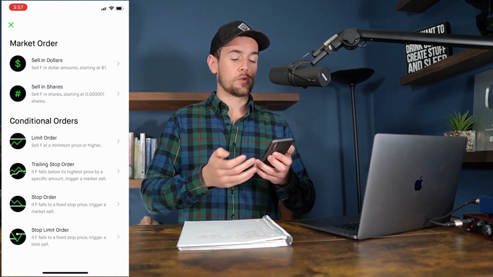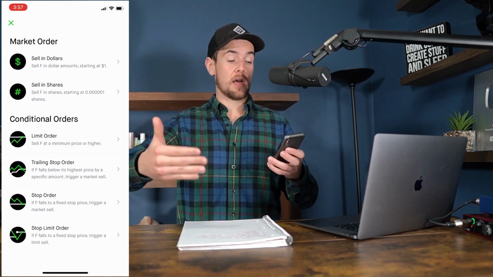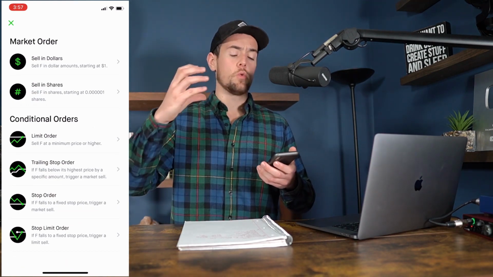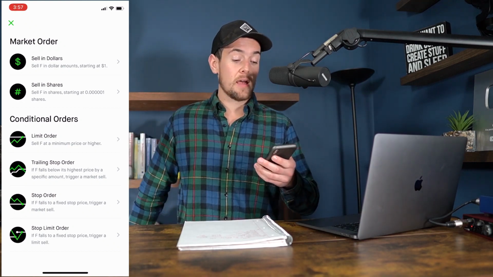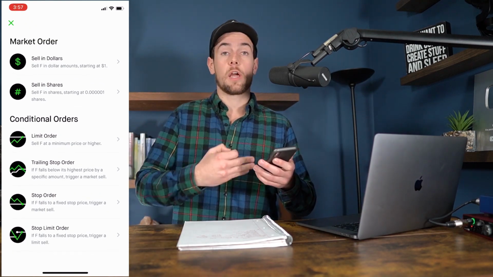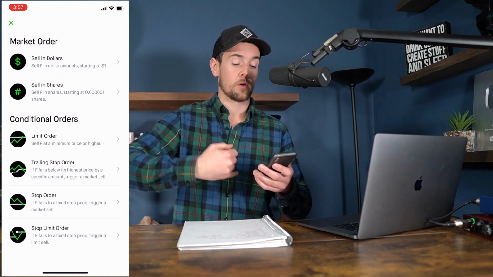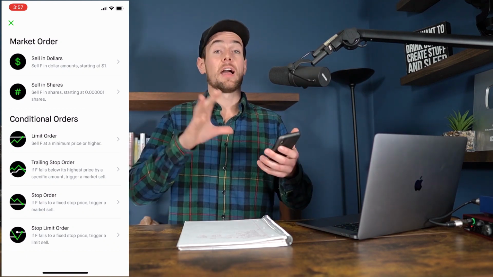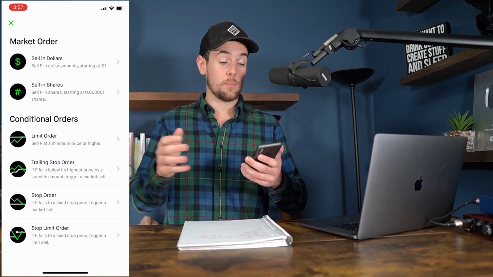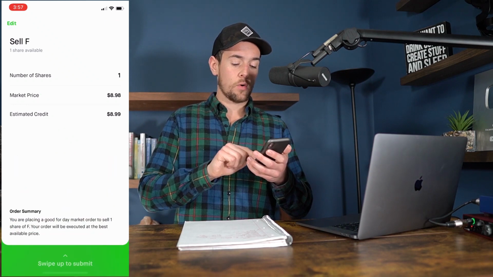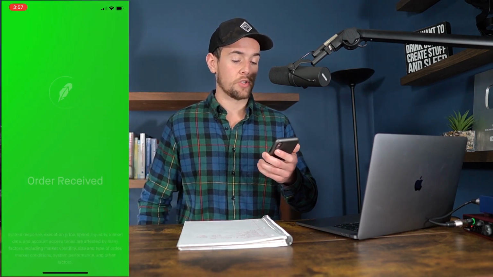And again, if you click on this drop down here, you can also sell in dollar amounts or sell in whole shares, depending on whether or not you use the fractional shares. And you also have different order types for the sell if you want to use more sophisticated order types like the limit order, trailing stop, etc. Again, I never use these, so that's going to be a topic for another video. I'm just going to click review, and then I'm going to swipe up to sell my share.